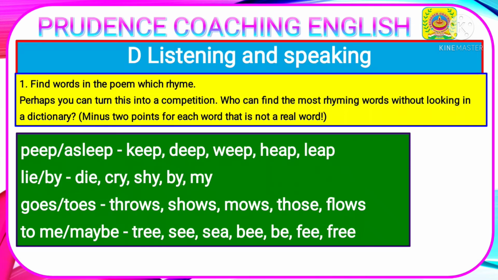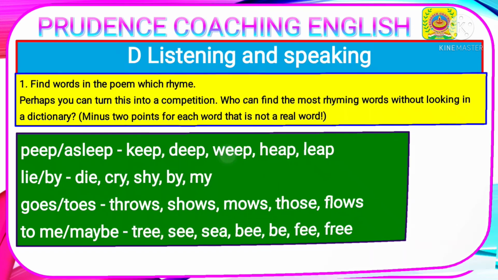So let's start. As you can see in the poem we have peep and asleep. With that we can make keep, dip, whip, hip, lip. Next you can see we have lie and buy in the poem which can be rhymed with die, cry, sigh, buy, my. Next we have goes and toes which can rhyme with throws, sows, mouse, those, flows. To me, maybe. Tree, see, be, fee, free.